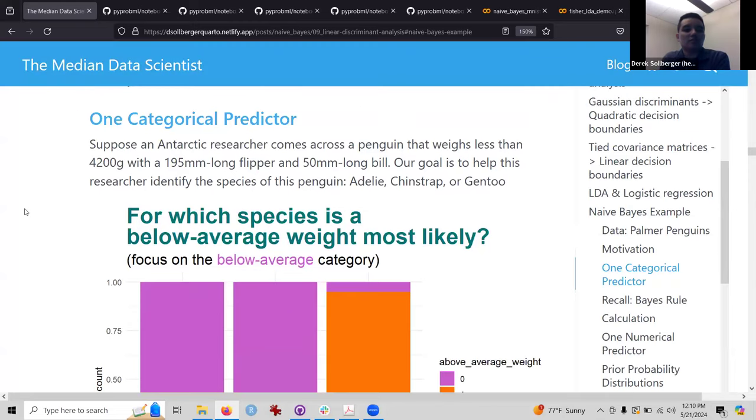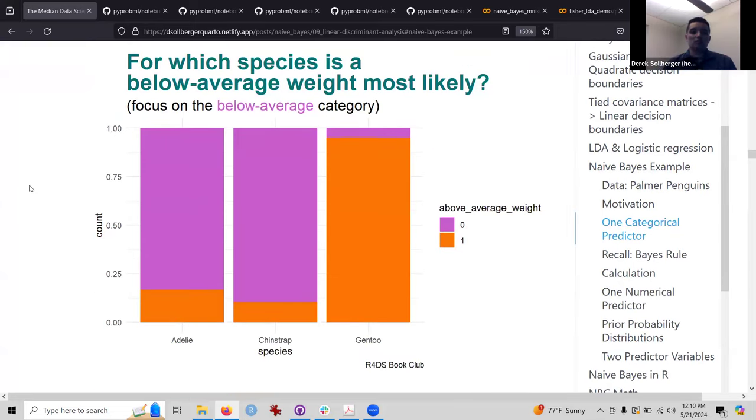Suppose that an Antarctic researcher comes across a penguin that weighs less than 4,200 grams with a 195 millimeter long flipper length and a 15 millimeter long bill. Our goal is to classify that species. So for starters, looking at the data for which species is a below weight, most likely, focus on the purple regions that I have there in the image. Just think to yourself, if the penguin is below average in weight, which species is most likely?